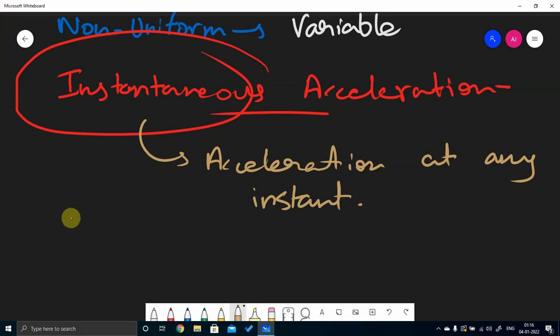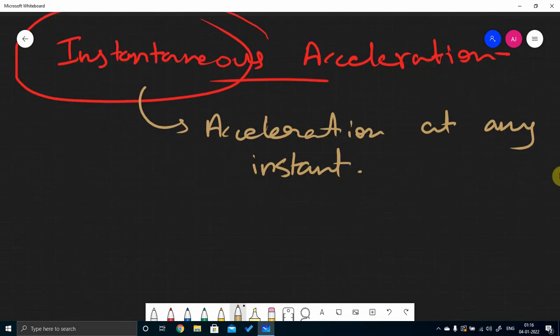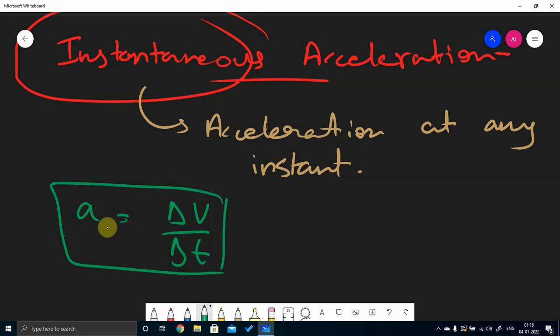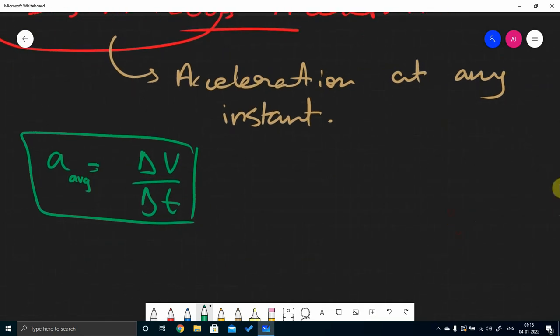Now, how do we get instantaneous acceleration? Exact same way as we got instantaneous velocity. We know that acceleration is the rate of change of velocity with respect to time. So we can write acceleration a is equal to delta v by delta t. What this means is that this actually gives you average acceleration, so we can write this as a average: the complete change in velocity with the total change in time. That gives you average acceleration.